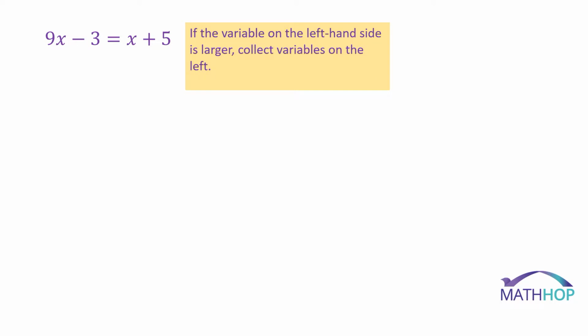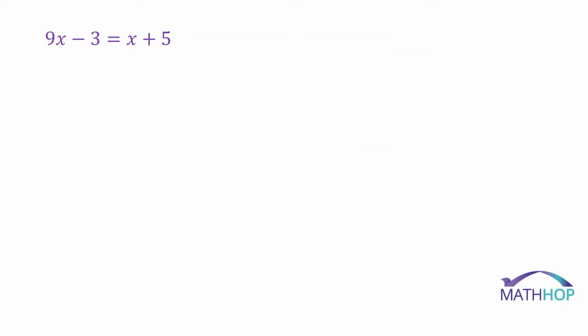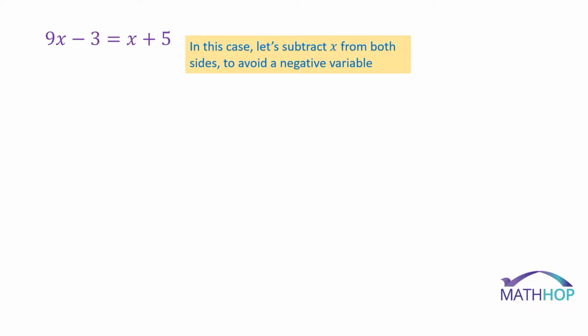Okay, let's look at an equation now where the variable expression on the left side is larger than the right. In this case, we have 9x minus 3 equals x plus 5. The 9x on the left side is larger than the x on the right side, so we are going to gather all of our variable expressions over to the left-hand side. We do that simply by subtracting x from both sides of the equation. We get 8x minus 3 equals 5.